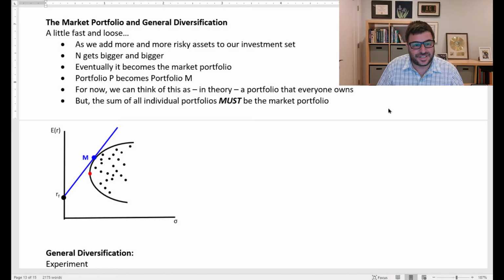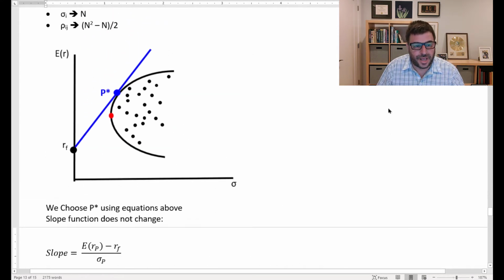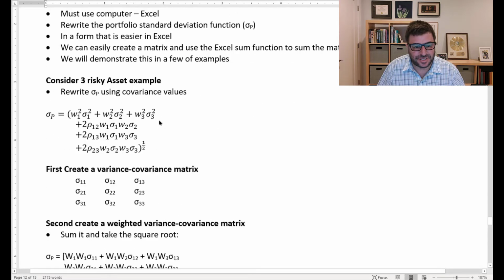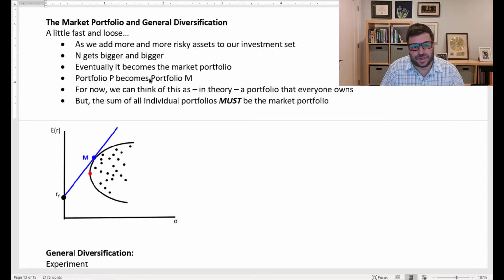The next step in our process is to think about moving from some large number n of risky assets. It must be the case that as we add more and more risky assets, as n gets bigger and bigger, eventually it becomes this thing called the market portfolio. Eventually P becomes portfolio M.